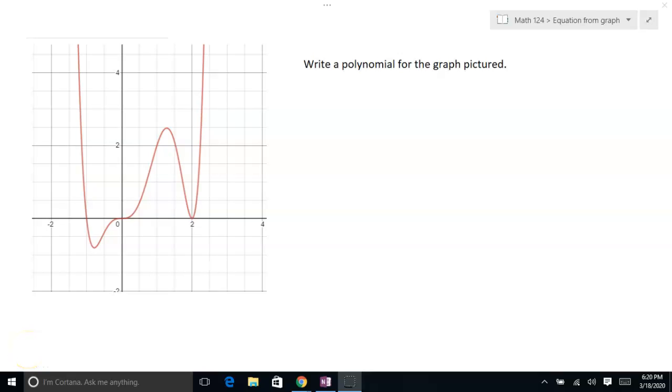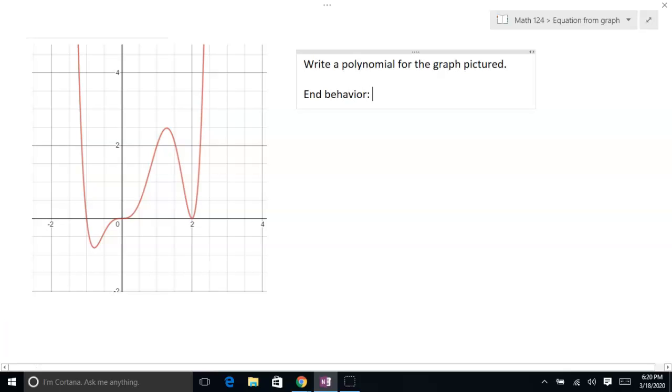This time, the goal is kind of opposite of some of the other problems that we've done. This time, I have a graph, and I want to write the polynomial function instead of the other way around. Let's look first at end behavior. And by look at end behavior, I do mean look. We can just look at the graph and see what it's doing.